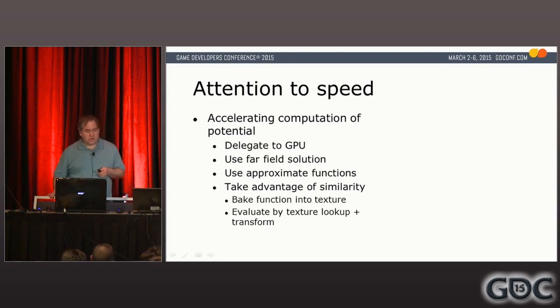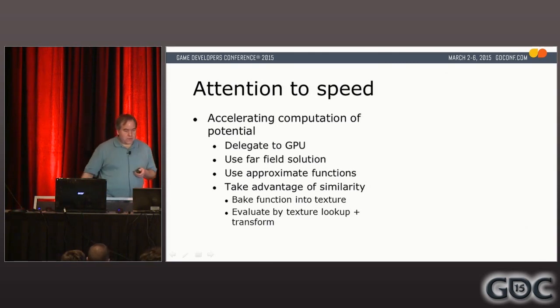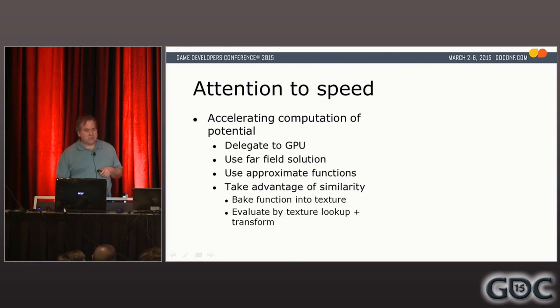There are some things that you can do to speed it up. You can delegate some of this stuff to the GPU. One thing about the potential fields is that far away from the elements, they do behave like point elements. So you can substitute the effect of a point element if you're far away from the control geometry. You also could use approximate functions or table lookups, something that makes it less expensive. Another thing that you can do is bake the kernel functions into a 2D or volumetric texture and then scale and transform those and look those up, rather than evaluate it. That could be faster.